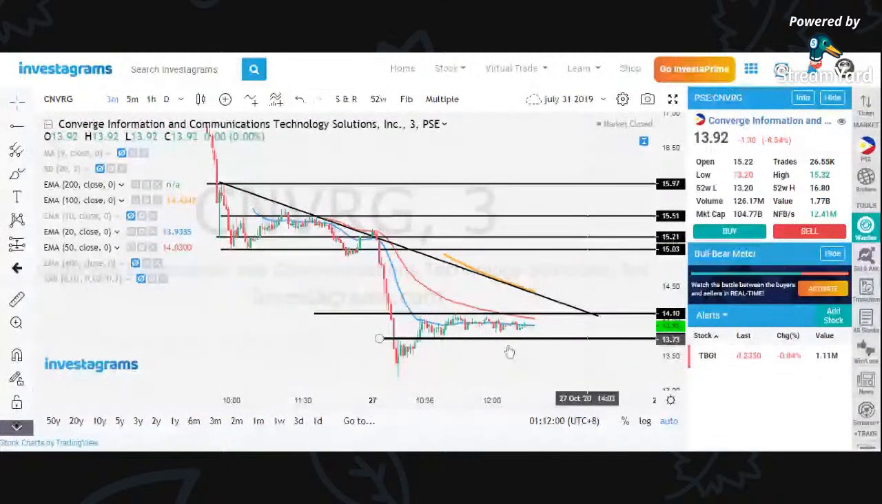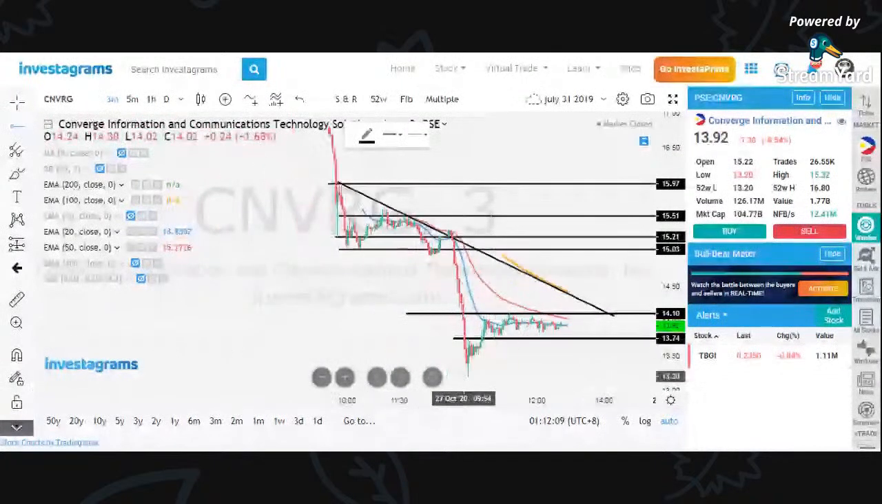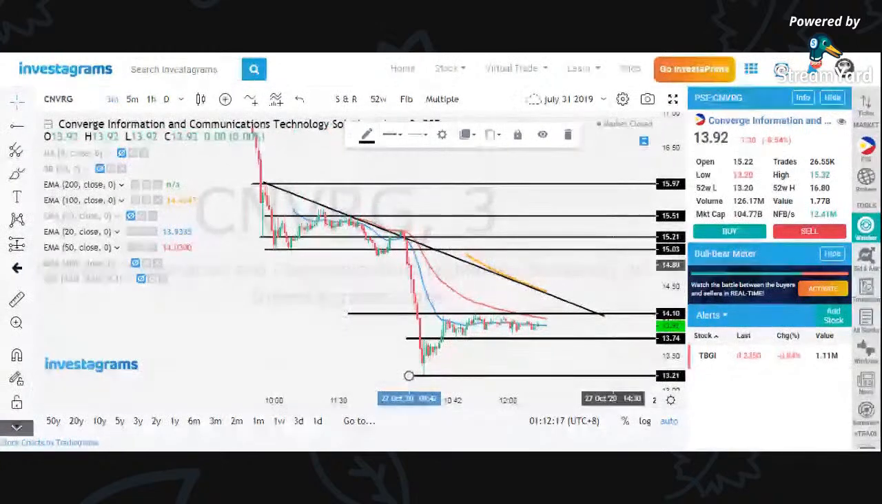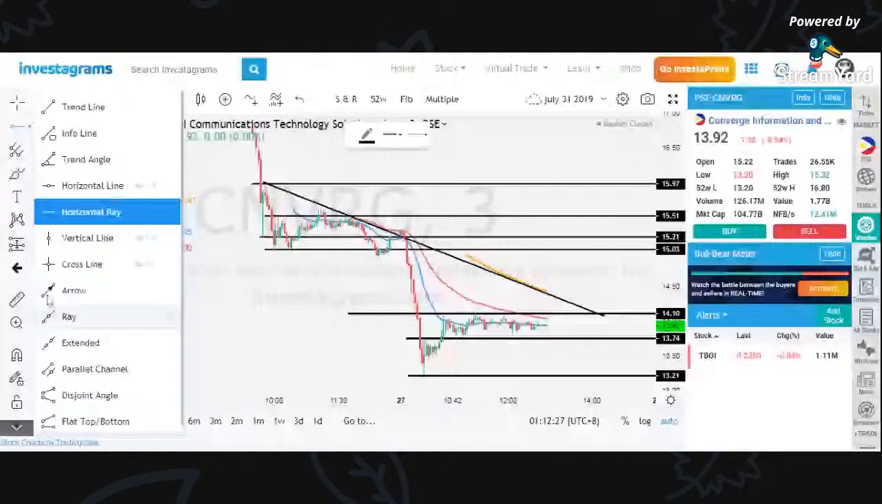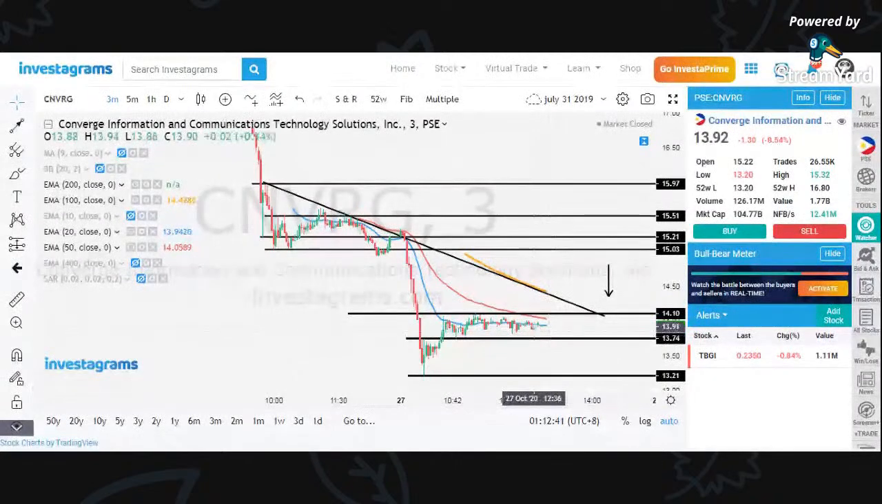Kasi kung lagyan natin ng line, dito yung pinaka lowest price ngayon, dito pong area. So, kailangan, we need Converge to go up to this location here. Kailangan ma-break niya yung incline resistance. So, kailangan natin dito maglalaro si Converge dito na area. Pero pag hindi, there's a possibility that he will hit this incline resistance and then going back.